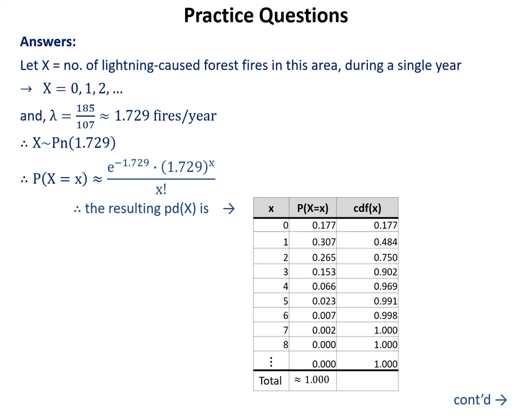So therefore, we can say that X is distributed as a Poisson random variable with lambda equal to approximately 1.729, which gives us a probability distribution function for X that is approximately equal to e to the minus 1.729 times 1.729 to the power x divided by x factorial. And that gives us the resulting PDF that we see on the slide here. Note that if we're rounding to three decimal places, the probability rounds to 0.000 at x equals 8. And also note that the CDF rounds to 1.000 from 7 onwards, so we can stop at x equals 8.